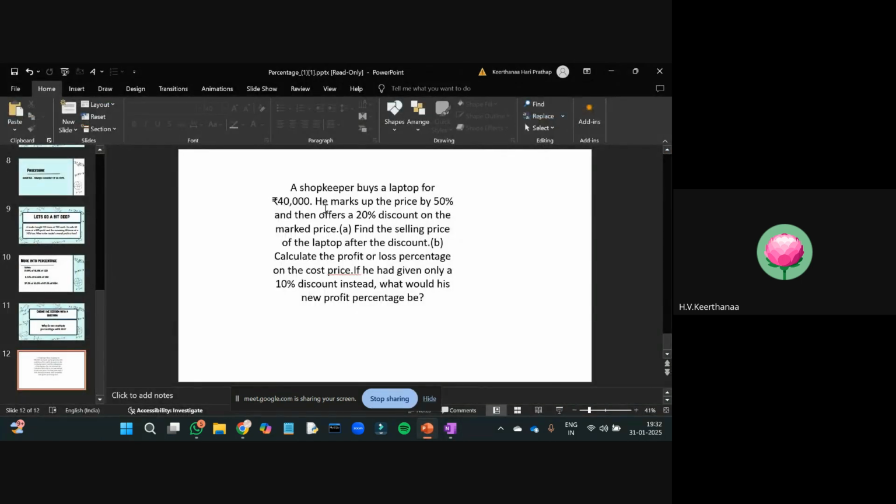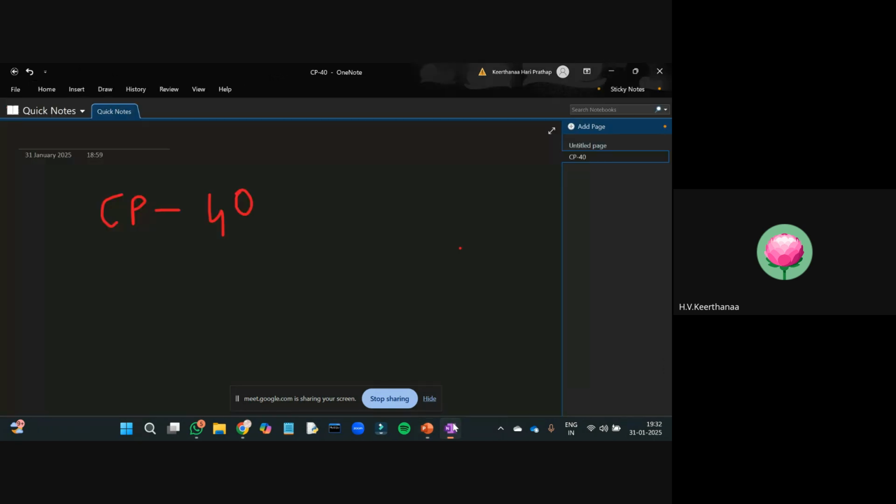The CP. Okay, I am not dealing with the thousands. I'm just writing it as 40. Everything is in thousands, just remember that. CP is 40, and then he has marked up the price. Marked up meaning he has increased the price by 50,000. So the initial SP before the discount would be 150%. Because you consider CP as 100, SP would be 100 plus 50, which is 150.